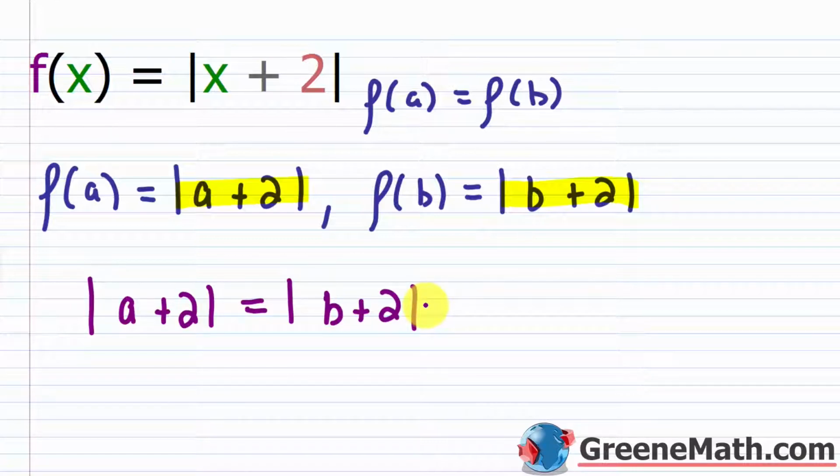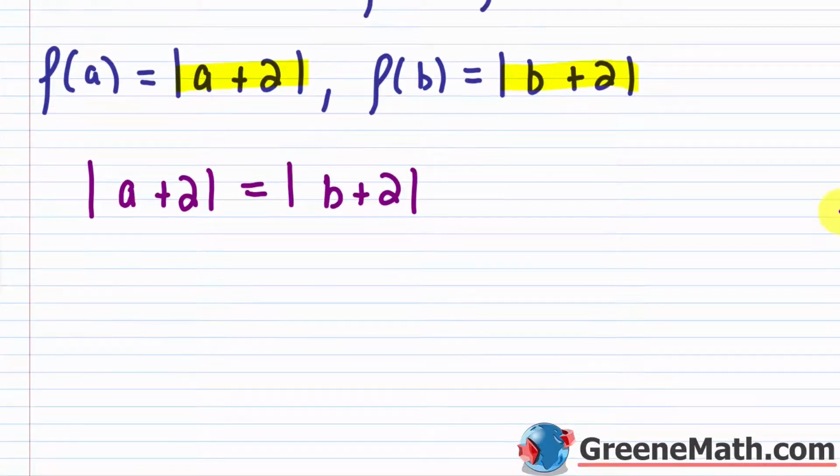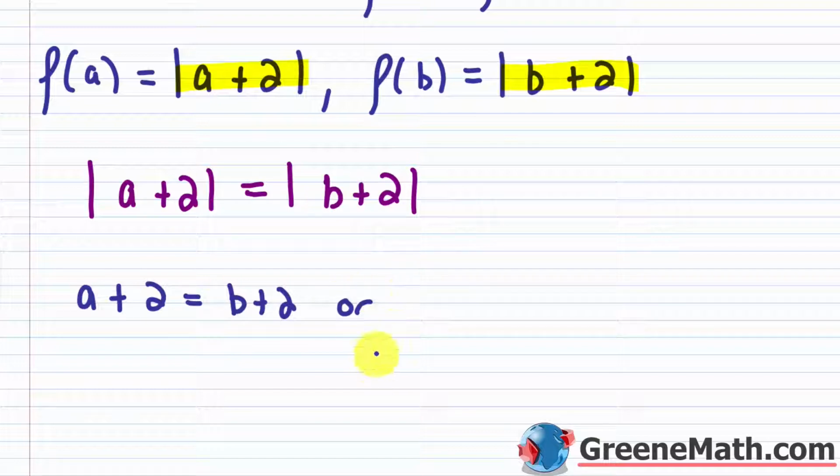The first scenario is you drop the absolute value bars. So the first scenario would just be a plus 2 is equal to b plus 2. But because you have absolute value involved here, there's going to be an or, right? So it could also be true that the negative of one of these expressions is equal to one of the expressions. So in other words, I would drop the absolute value bars. So I'd put a plus 2 is equal to b plus 2. And then I would wrap one of these in parentheses. It doesn't matter which one. And I would put a negative sign out in front.